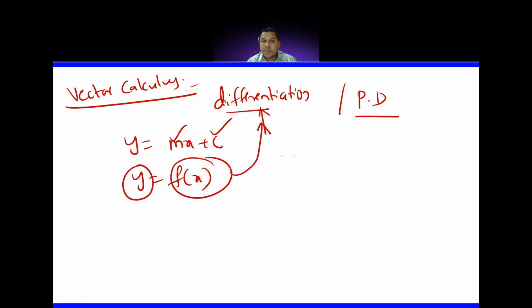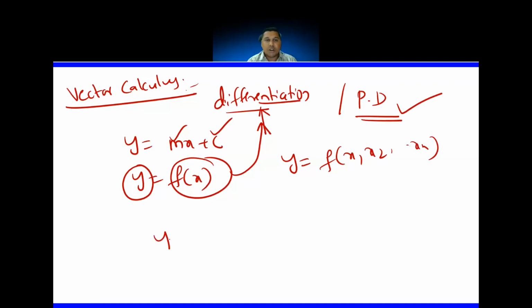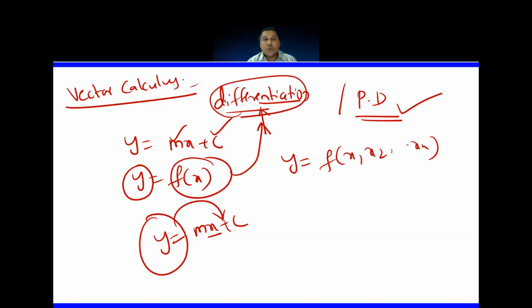If the same y is dependent on multiple variables like x1, x2 and xn, then you apply partial differentiation. Okay, so simple differentiation, partial differentiation. If this machine learning function or the regression function, if y is dependent on a single variable x, then differentiation is sufficient to optimize that particular function. And if this function f is expressed as a combination of multiple variables, then we go for partial differentiation.